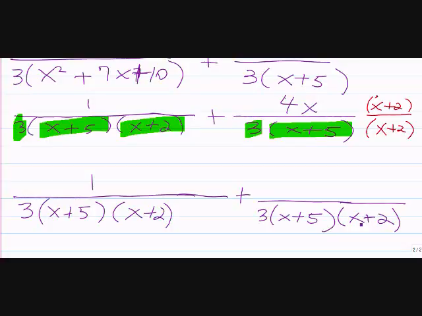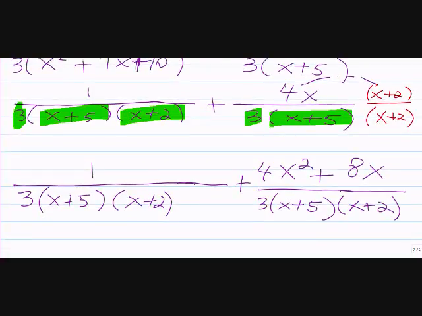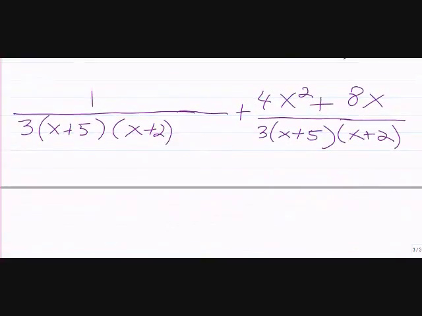And the numerator, I have to take that x plus 2 and multiply the 4x. I am going to distribute. 4x times x is 4x squared plus 4x times 2 is 8x. Now just add your numerators.